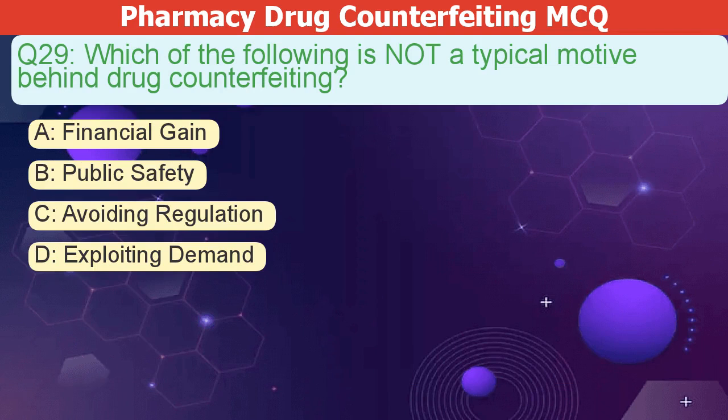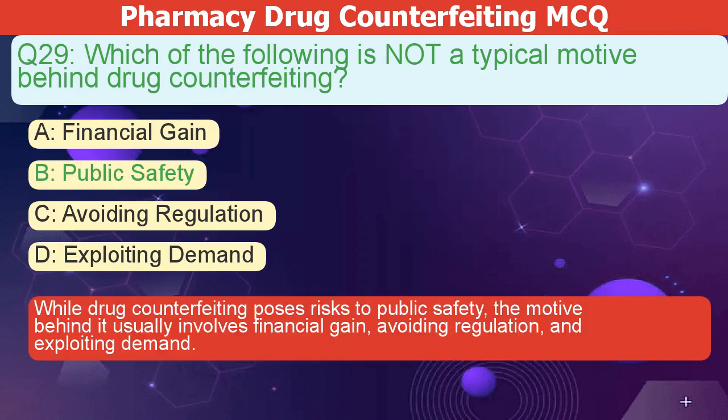Which of the following is not a typical motive behind drug counterfeiting? A. Financial gain. B. Public safety. C. Avoiding regulation. D. Exploiting demand. The correct answer is B. While drug counterfeiting poses risks to public safety, the motive behind it usually involves financial gain, avoiding regulation, and exploiting demand.